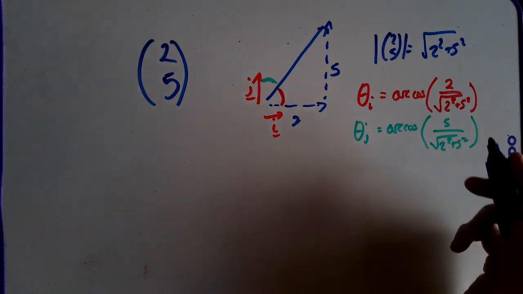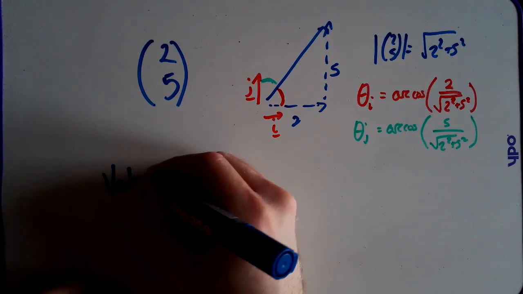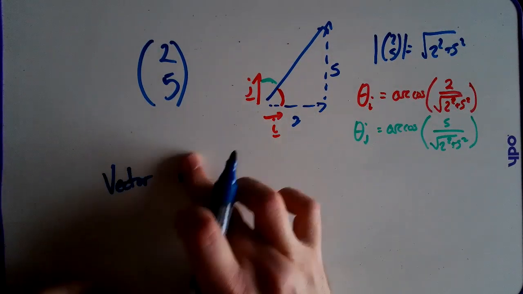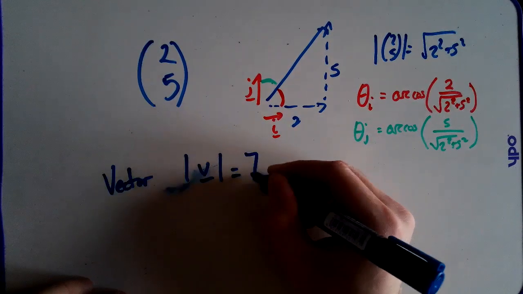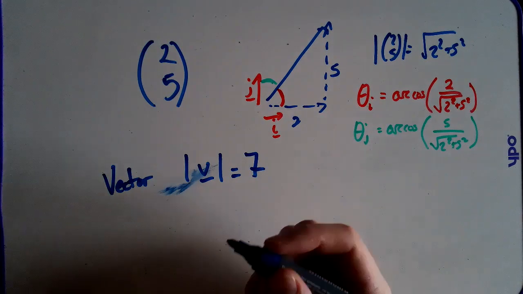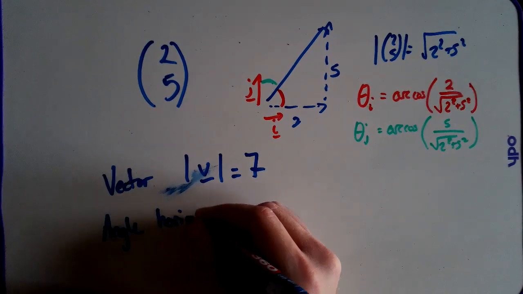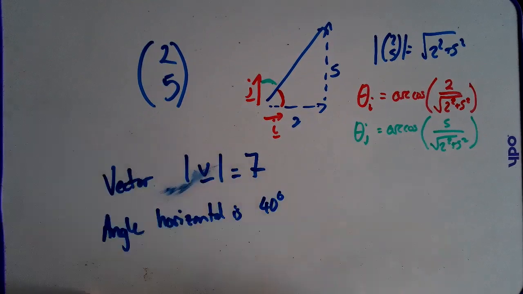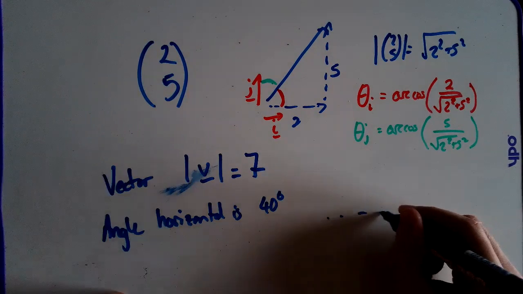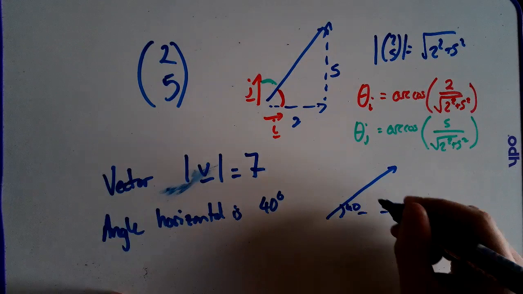But equally, they could give you the magnitude and the angle. So they could say there's a vector with magnitude, let's use the notation, magnitude of the vector is, let's say, 7, and they could give you an angle it makes. They could say the angle to the horizontal is 40 degrees, and they might want you to find the vector. So the easiest way to do this is to draw it. There's my horizontal, there's about an angle of 40, and the magnitude 7.